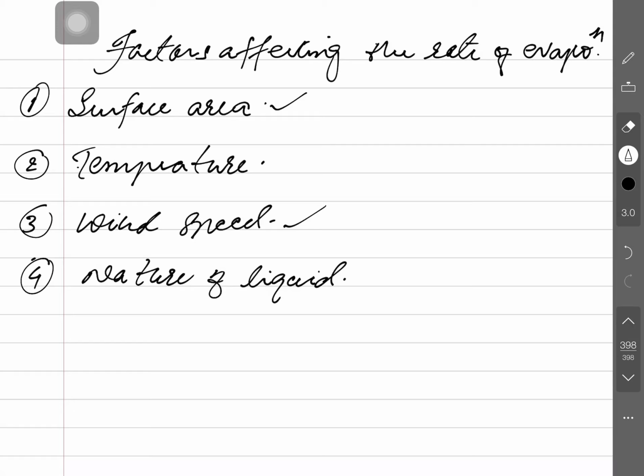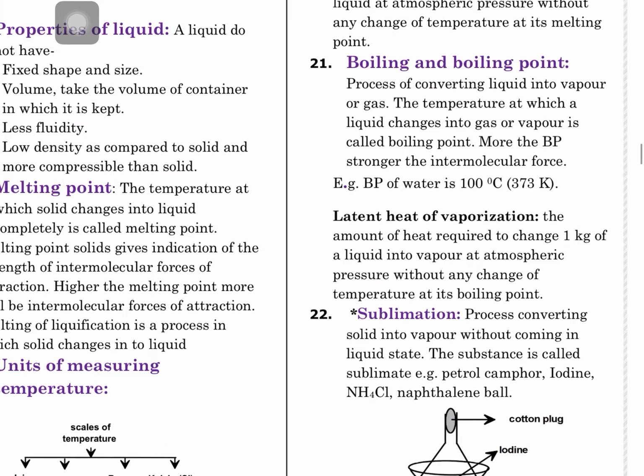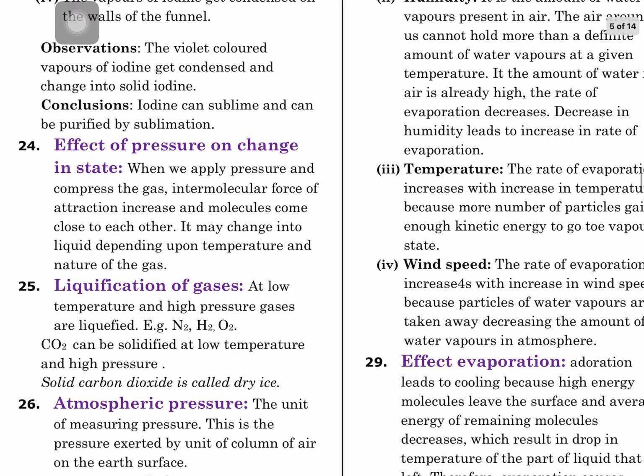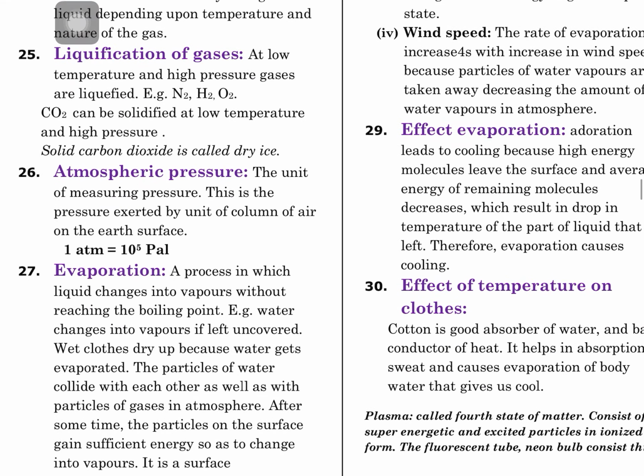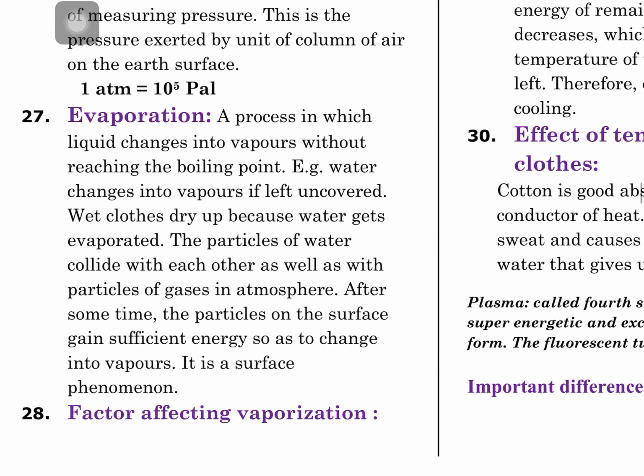Nature of liquid: some liquids get dried, some evaporate fast, some less. So, it depends on the nature of the liquid. Does everybody understand this? Factors affecting evaporation can be studied in great detail. Evaporation is a process in which liquid changes into vapor without reaching the boiling point. An example is also given here.